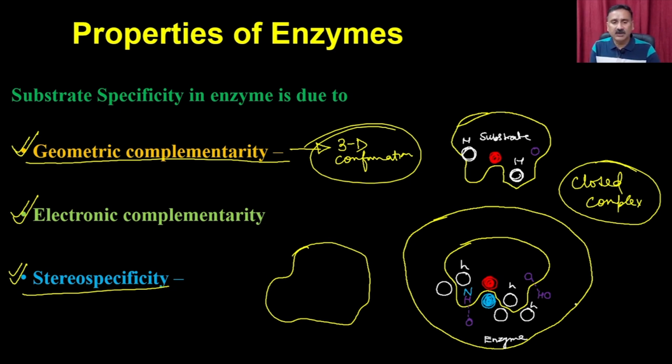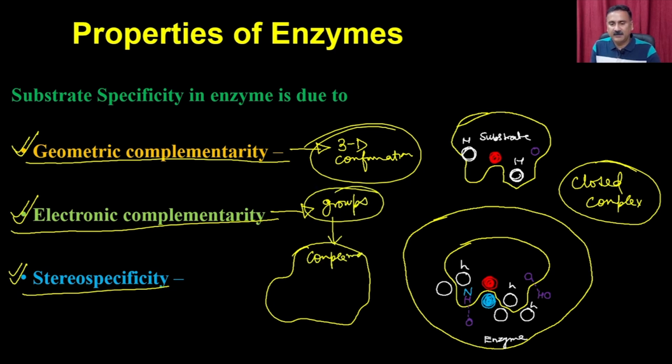Then we have the electronic complementarity. Electronic complementarity means you should have different types of groups present on the substrate, and we should have the complementary groups on the enzyme. For example, in this case you can have the hydrophobic groups, and you have the charged groups. So what you see here is, when this substrate comes and binds, it will find that there is a hydrophobic group on the enzyme, so it is going to form a close bond, right? It is going to show affinity.